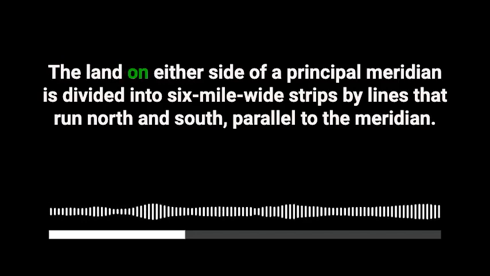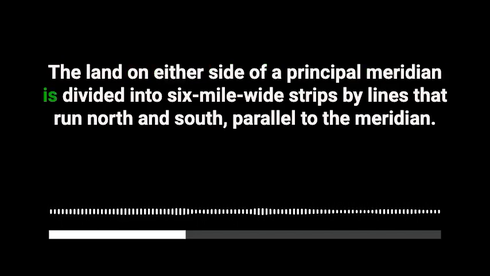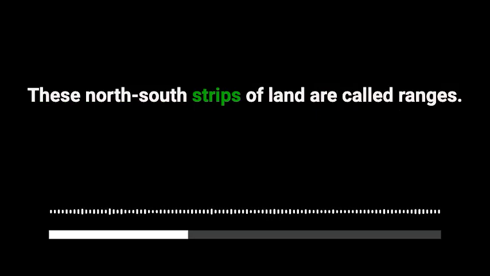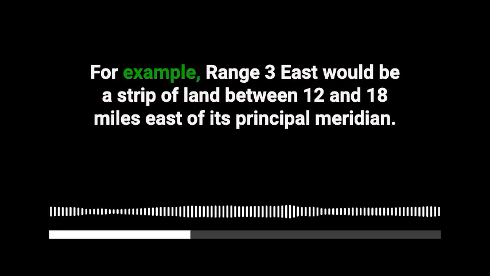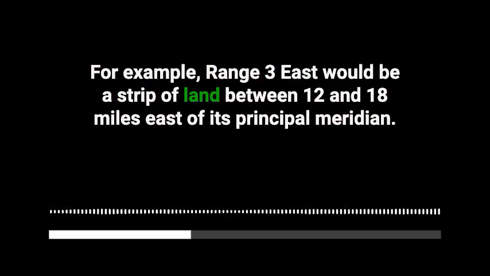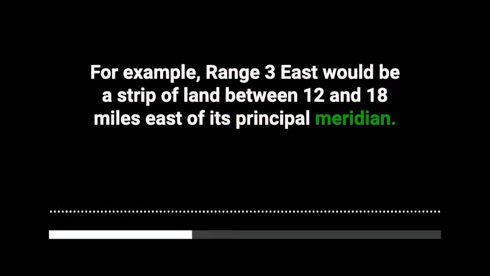Ranges. The land on either side of a principal meridian is divided into 6-mile wide strips by lines that run north and south, parallel to the meridian. These north-south strips of land are called ranges. They are designated by consecutive numbers east or west of the principal meridian. For example, Range 3 East would be a strip of land between 12 and 18 miles east of its principal meridian. Range lines.